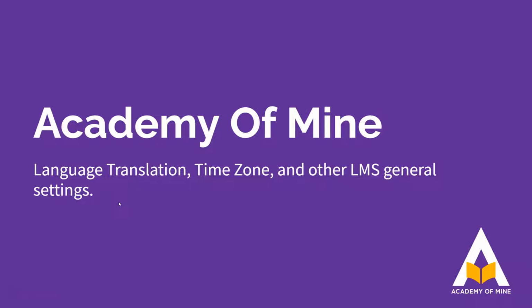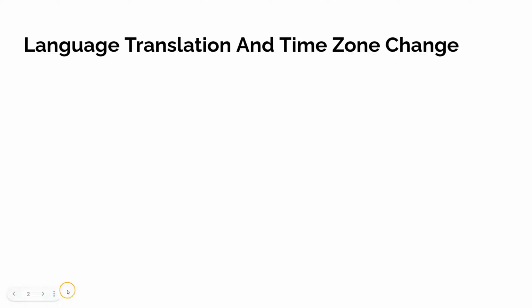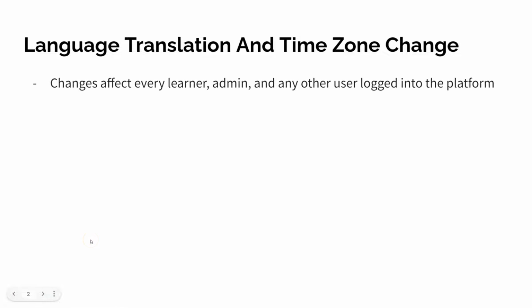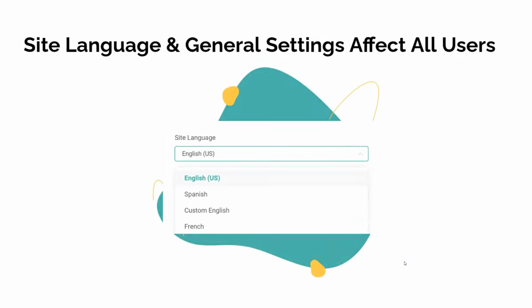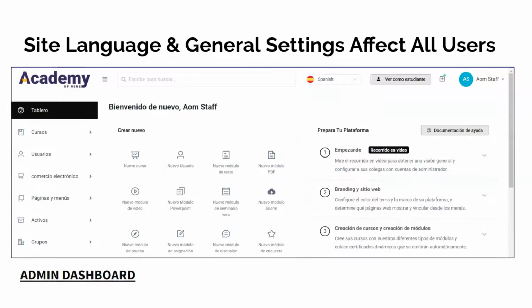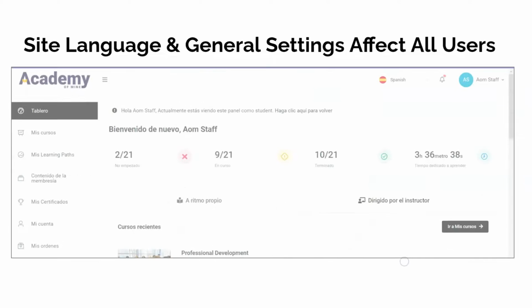Today, I'm gonna show you how to adjust some general settings in the LMS, like translating your site's language and changing the time zone. The LMS general settings will affect every single learner, admin, and any other user logged into the platform. For example, if you change the site language, this is gonna change the LMS language for all current and future learners logged into the platform.